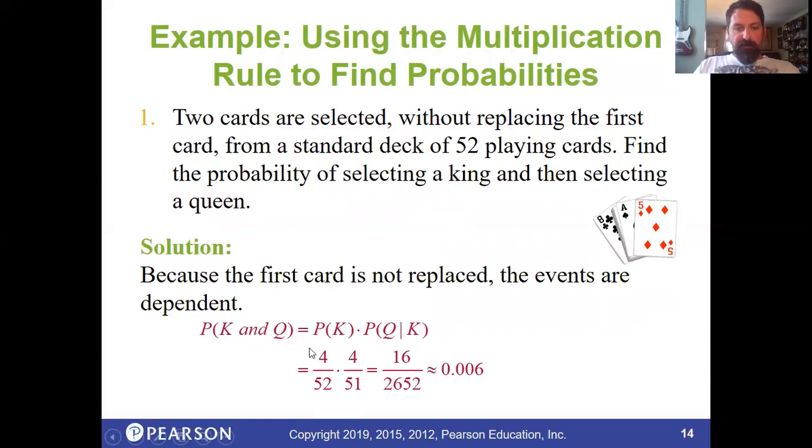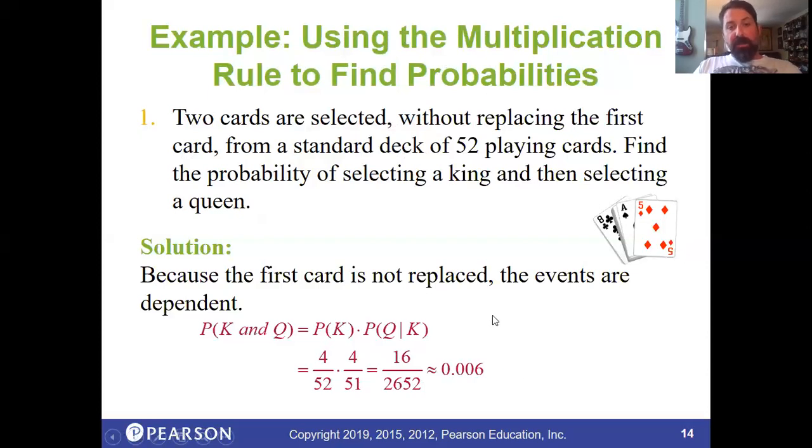The deck was shuffled and fresh here. The probability we now get a queen, given we drew a king already, is 4 out of 51. So we multiply fractions by multiplying tops, multiplying bottoms, and getting 16 out of 2652, or a 0.006 shot.